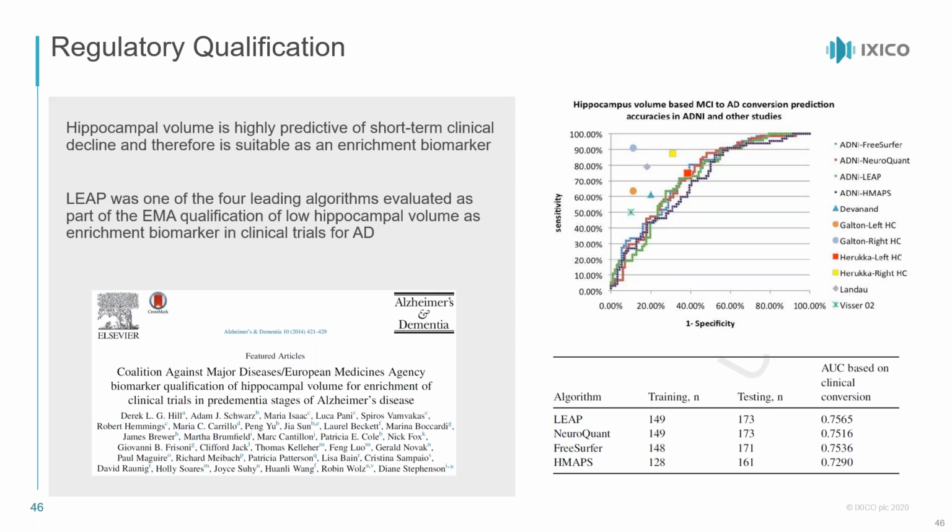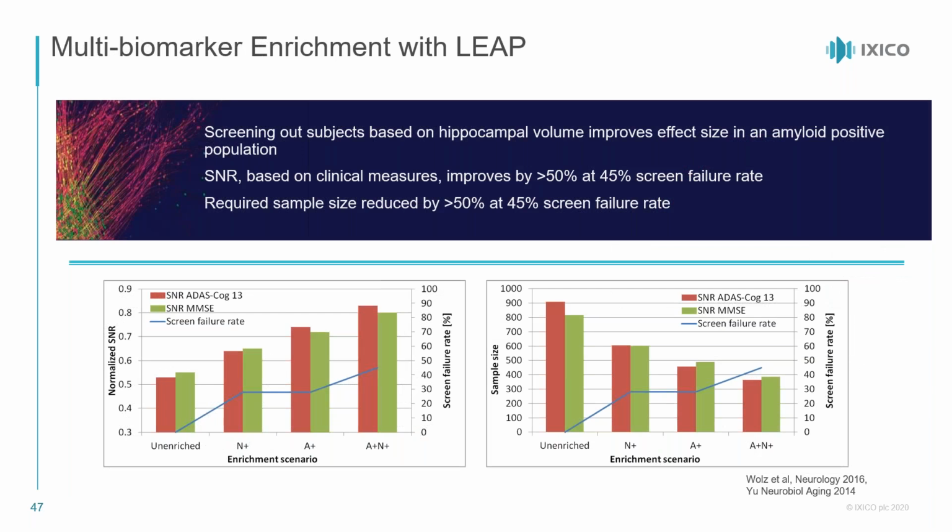So this indicates that hippocampal volume is a good candidate for enrichment, using it to identify patients with likely short-term decline for inclusion in clinical trials and getting potentially much greater power for efficacy and placebo analysis. So here on this slide, we show the impact of employing such enrichment in a clinical trial setting. We compare the effect of enriching with hippocampal volume to using amyloid positivity as a screening criteria.